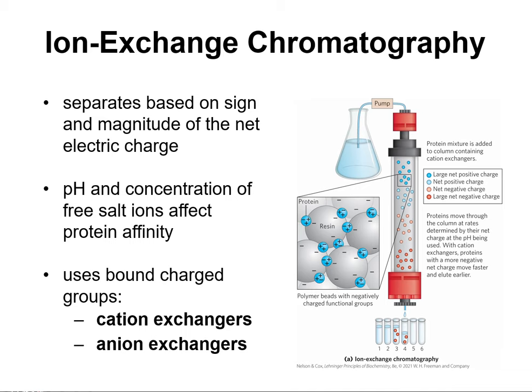So pH and the concentration of salt will affect your protein's ability to bind to an ion exchange column. You can use cation exchangers or anion exchangers. With cation exchangers, which is what's pictured here, you're going to have a negatively charged resin.